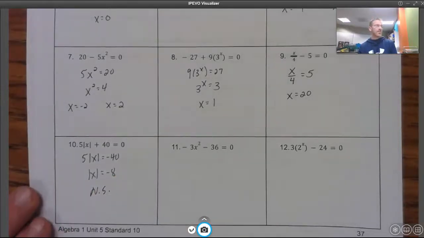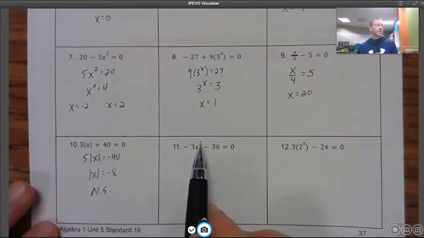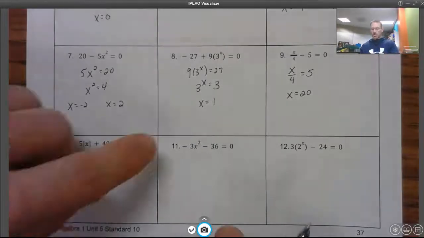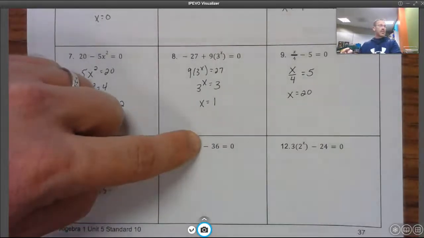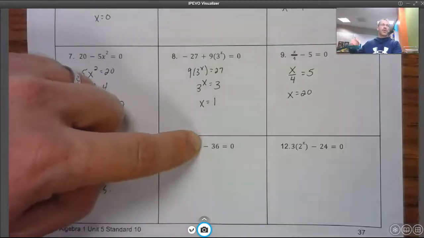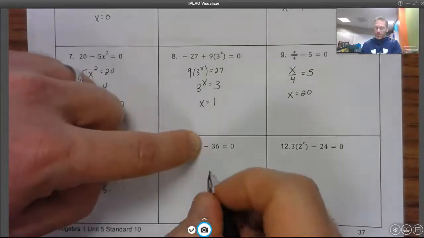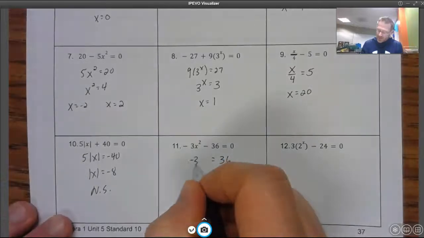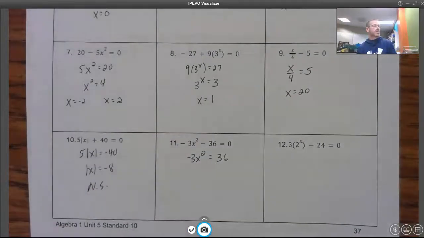All right, looking at number 11, my power of 2. This is quadratic. Okay, it's a quadratic, so I'm expecting 2 solutions. All right, so now what minus 36 is 0? 36 minus 36 is 0. So whatever's behind my hand has to be 36, right? So negative 3x squared has to be 36.